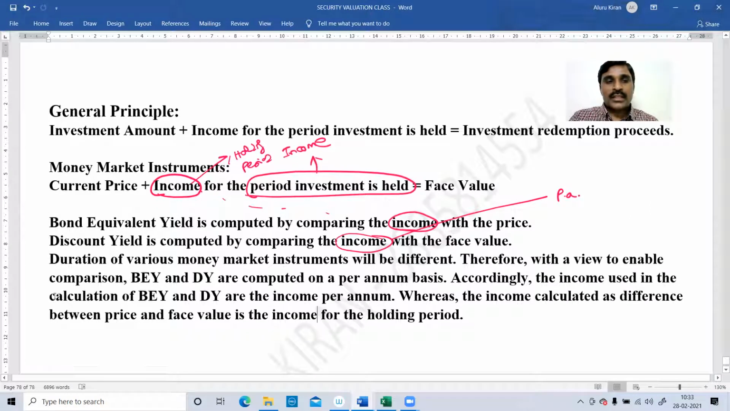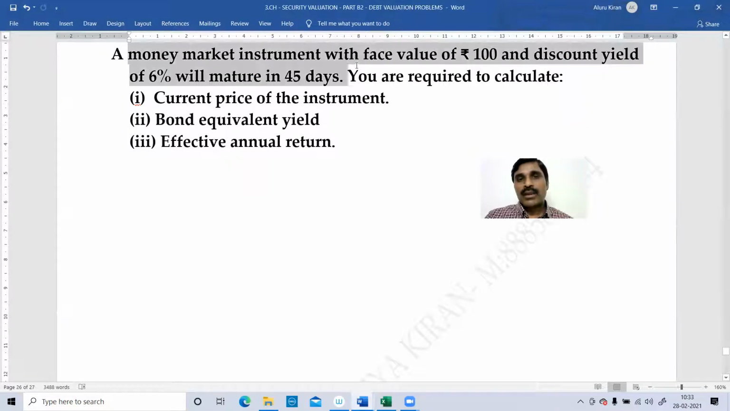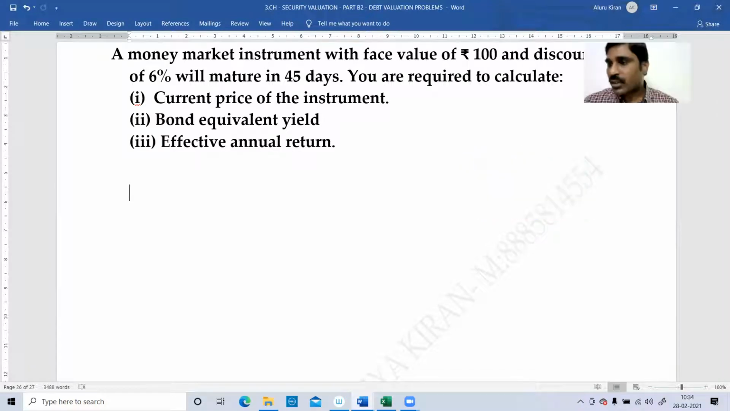Having considered these formulas and got this fundamental concept, now we can calculate what they want to calculate given the information. Look at this: a money market instrument with a face value of ₹100 and a discount yield of 6% will mature in 45 days. You are required to calculate the current price of the instrument. How will you calculate the current price?